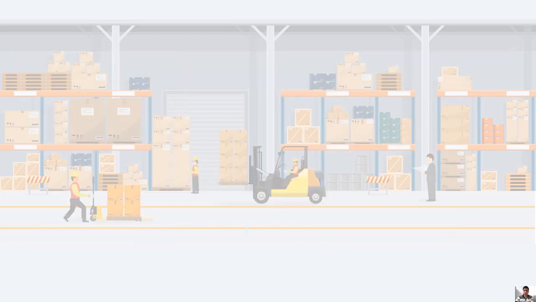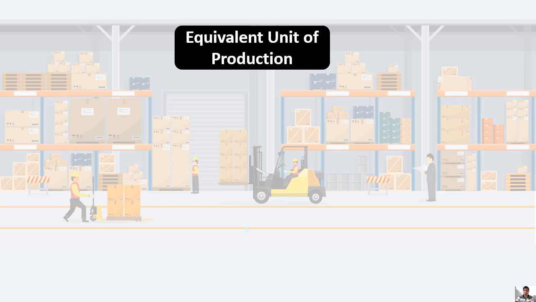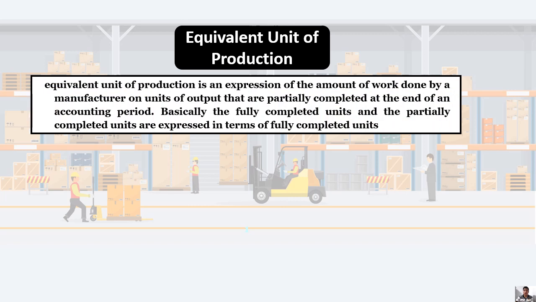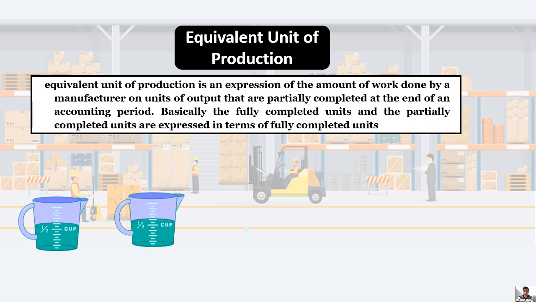Okay, so let's discuss the equivalent unit of production. So, equivalent unit of production, as I mentioned earlier, this will be used as our denominator para makompute ang unit cost on each reporting period. So, equivalent unit of production is an expression of an amount of work done by a manufacturer on units of output that are partially completed at the end of accounting period. Basically, the fully completed units and partially completed units are expressed in terms of completed units. So, meron tayo ditong illustration para mas madali natin siyang maintindihan. So, let's say for example, we have two items left in the production wherein they are 50% completed. So, ibig sabihin, 50% completed, 50% not yet complete.